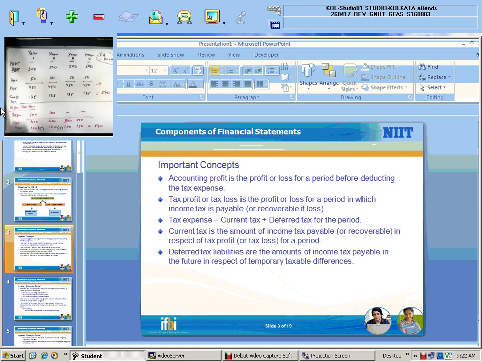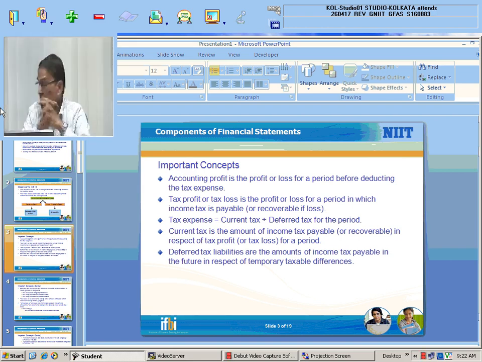So this is what we are showing as the accounting profit, and this is what is shown as the tax profit. In this particular example, this is accounting profit, and this is tax profit. So accounting profit is the profit or loss for a period before deducting the tax expense. Tax profit is the profit or loss for a period on which income tax is payable or recoverable if loss. So tax expense is nothing but current tax plus deferred tax for the period.